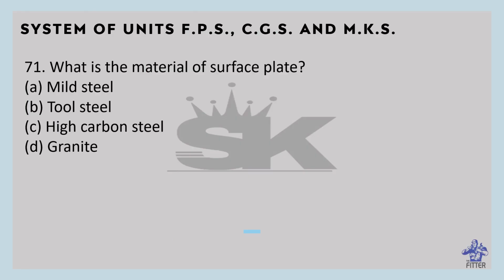What is the material of a surface plate? A surface plate is a solid flat plate. It is used as the main horizontal reference plate for precision inspection. For that precision, we use granite or cast steel as the surface plate material. A surface plate is also used as a baseline for all measurements of a workpiece. So here the answer is granite.